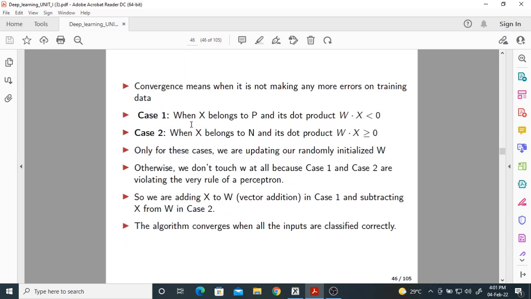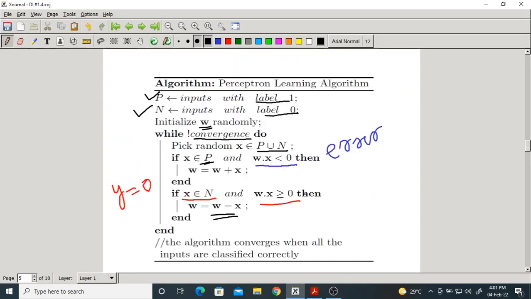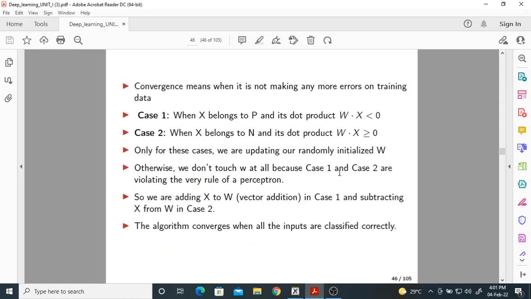Now when X belongs to P and its dot product is less than 0, that is case 1. This is the first case. Case 2 is X belongs to N and its dot product is greater than or equal to 0. Now in these two cases we are getting an error. To overcome the error, we are updating the vector W. We have to learn the weights properly.